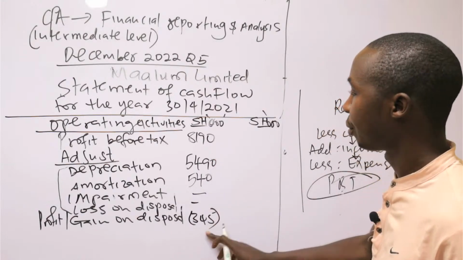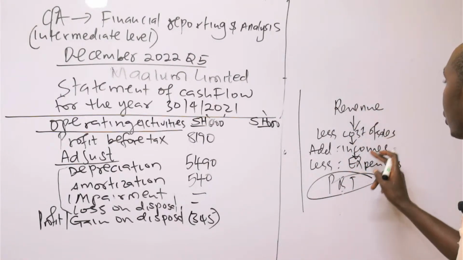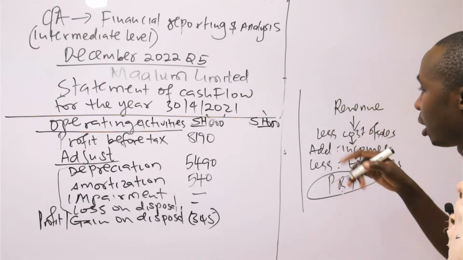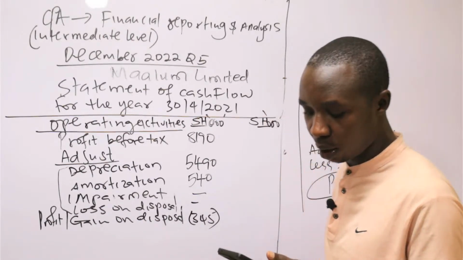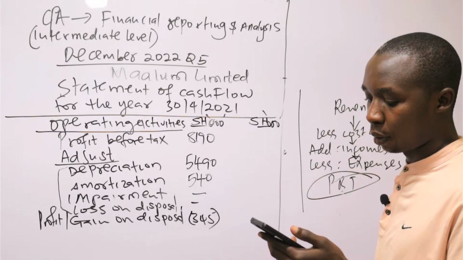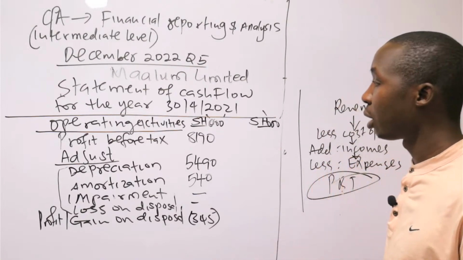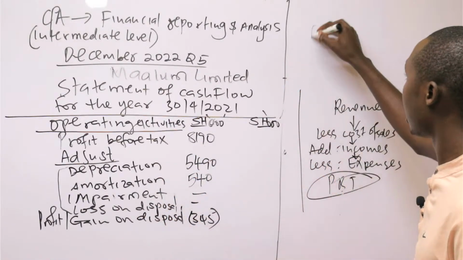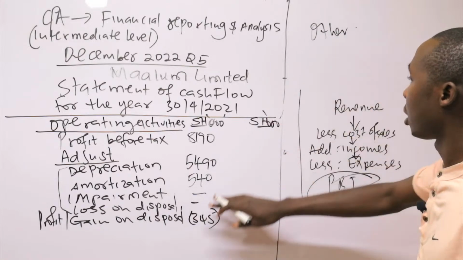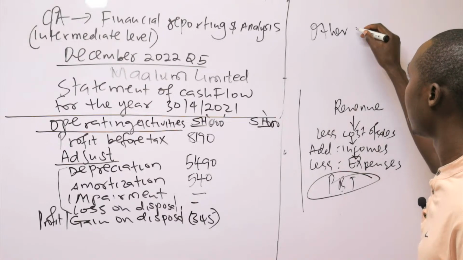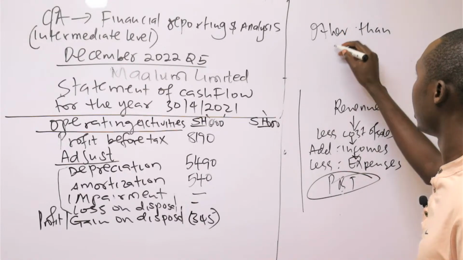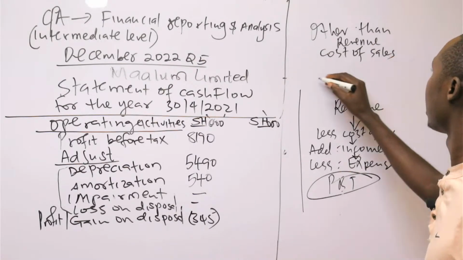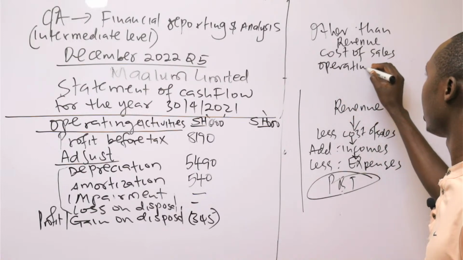Then deducted the gain. So now, in these items, revenue, cost of sales, incomes and expenses, we have still others in the statement of profit and loss which were not supposed to be adjusted to arrive at this, but already they have been adjusted. So other than the ones I will not adjust against the profit before tax: revenue, cost of sales, operating expenses.